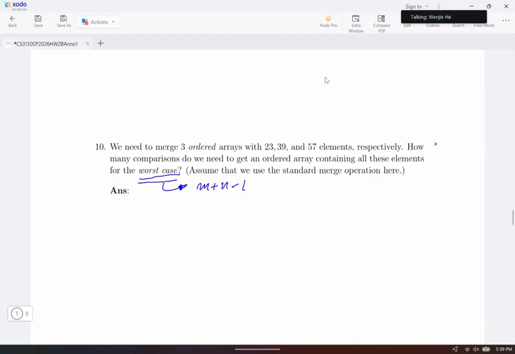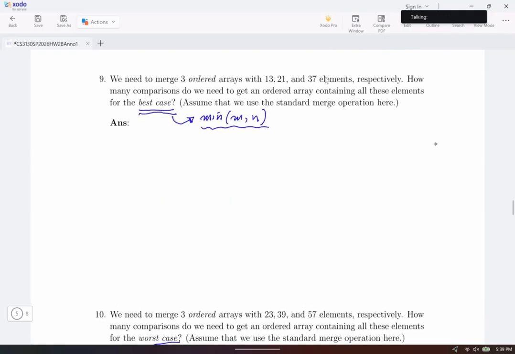Then the working part, the steps are very close. So let me talk about the steps. All right. Three ordered arrays with these three numbers here. Let me use variables to represent the sizes of these three ordered arrays: size A, size B, and size C. Okay? All right.